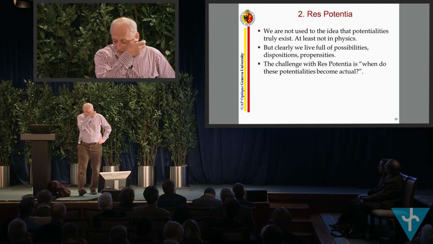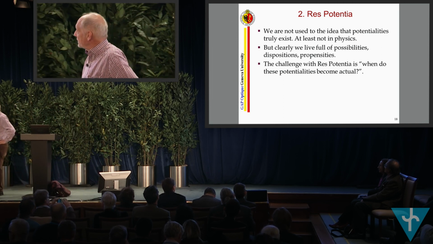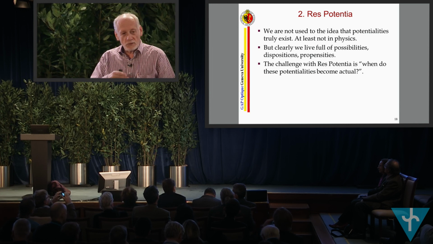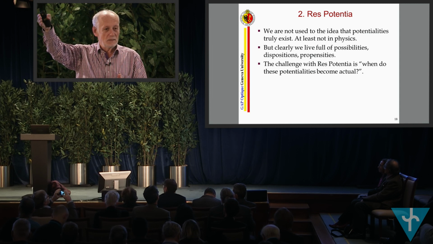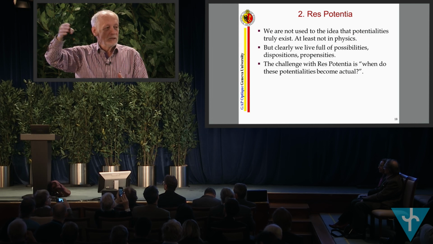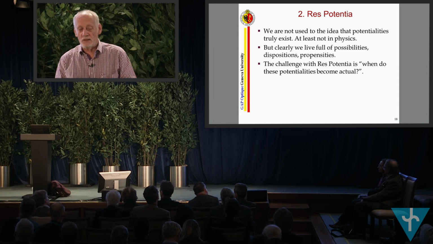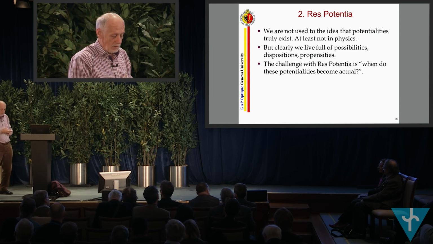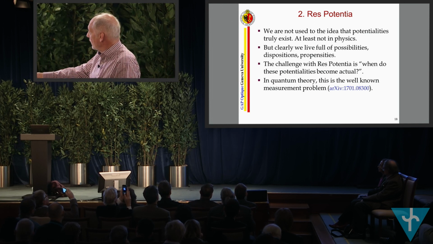Now, the real challenge, if we accept res potentia, is to find out when these potentialities become actual. So today, tomorrow's weather is not predetermined. But tomorrow there will be either rain or sun. So at some time, the potentiality that tomorrow will be a sunny day will have to turn actual. When is that going to happen? Well, this is actually the well-known quantum measurement problem.